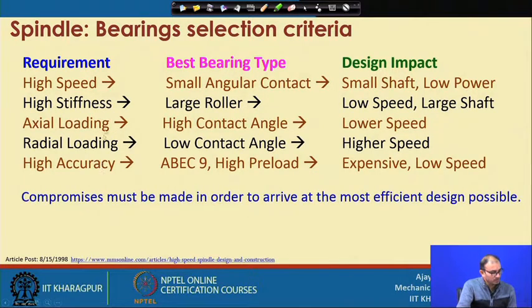Now, you can see that many of these things are not in the same trend. If you increase one thing, you have to decrease the other. So, compromises must be made in order to arrive at the most efficient design possible. You have to find how you can extract the maximum benefit, and always see what your requirement is, which bearing you are selecting, and what is going to happen with your design. If you are going with a high RPM, then you have to go with the radial type, and for high speed you can go with the other option. So, by this particular table you can finalize which type of bearing is more suitable for your application.